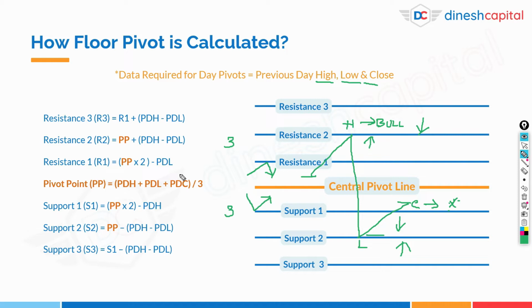First, we calculate the pivot point by adding the previous day high, previous day low and previous day close, and dividing it by 3. And then we go on to calculate 6 other levels by using the pivot point data and other data. We don't have to manually do any of this calculation, just understanding is enough.